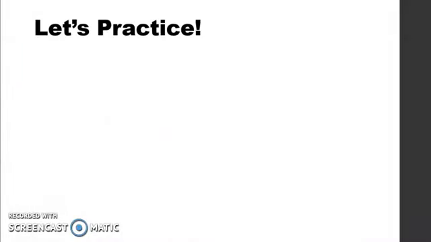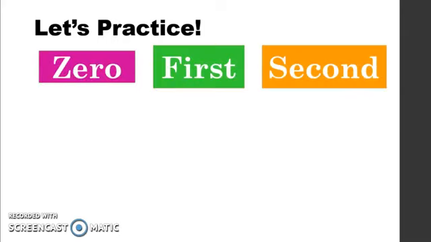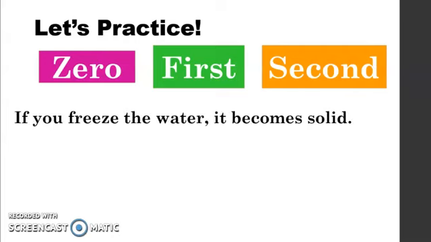So there you have it. But before I end this lesson, let us have a simple exercise first. Tell whether the sentence is in zero conditional, first, or second conditional. Let's have the first item. If you freeze the water, it becomes solid. What do you think is this sentence? It's zero conditional, because if you take a look at the verb form, both the if clause and the main clause are using the present simple form of the verb.